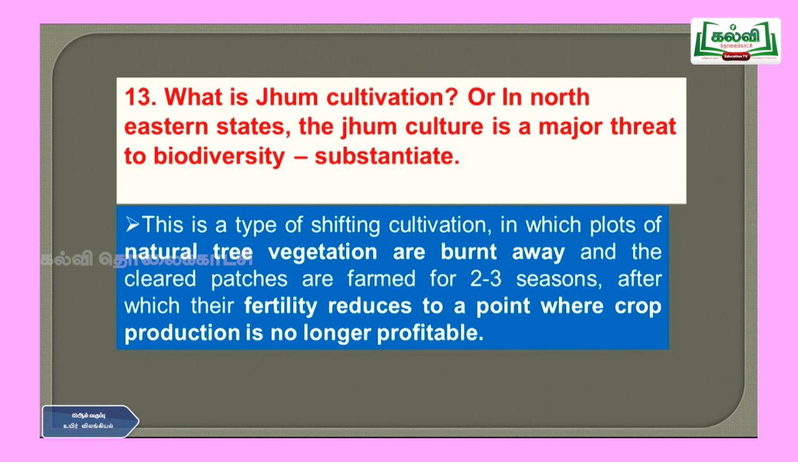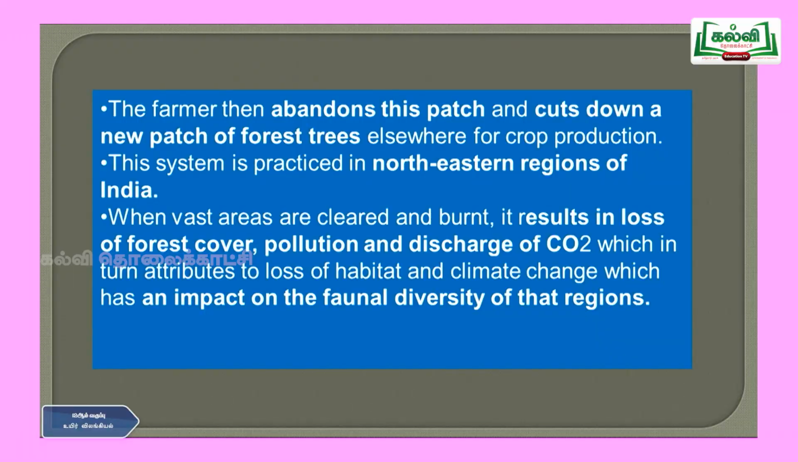Then 13th one, what is jhum cultivation? In northeastern states, jhum cultivation is a major threat to biodiversity. This is a type of shifting cultivation in which plots of natural tree vegetation are burned away and cleared patches are formed for 2 to 3 seasons, after which their fertility reduces to the point where the crop production is no longer profitable. The farmer then abandons that patch and cuts down a new patch of forest trees elsewhere for crop production. This system is practiced in northeastern regions of India.